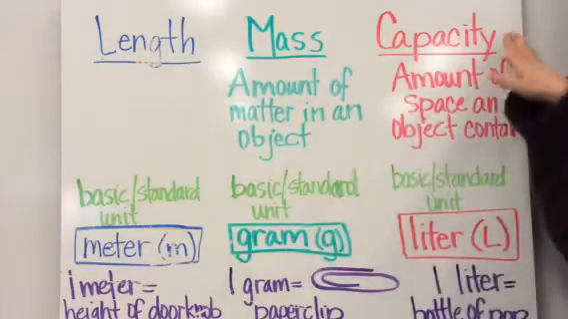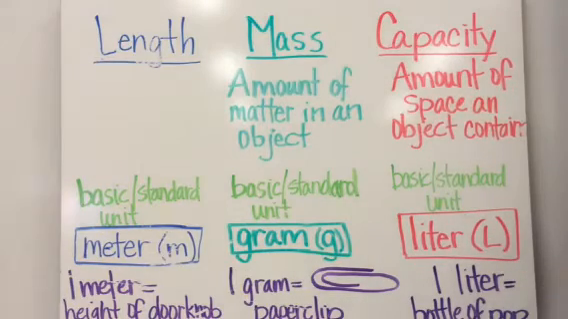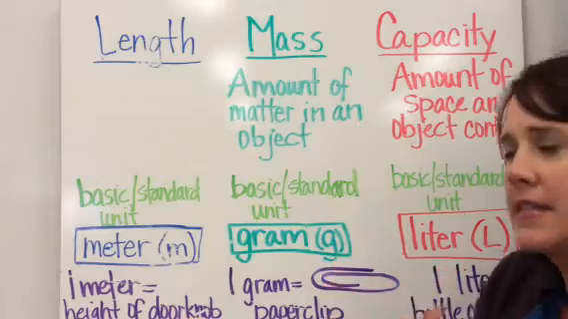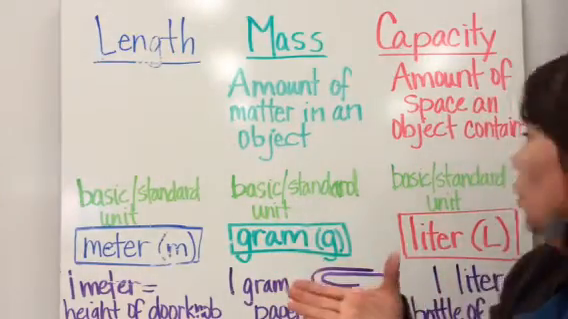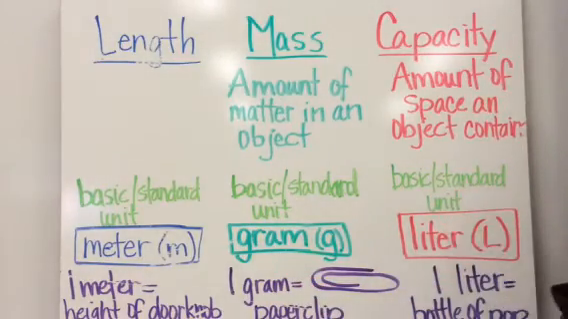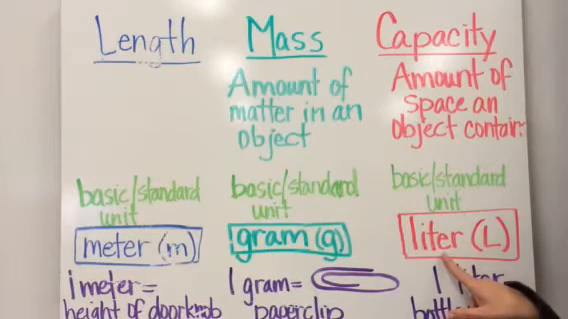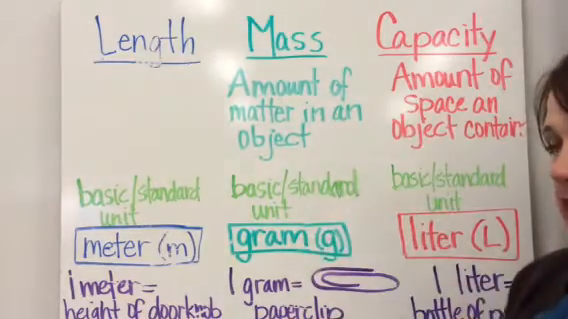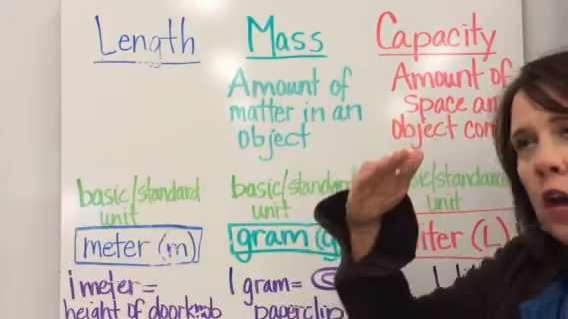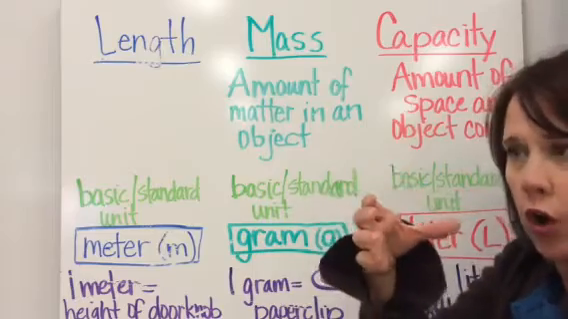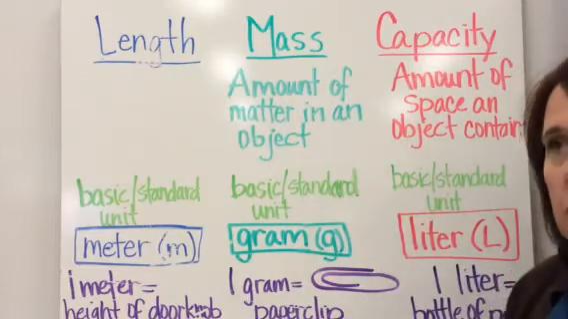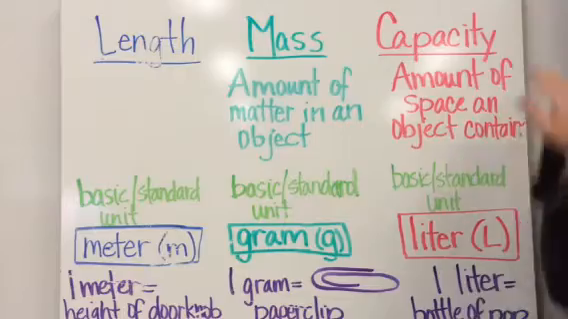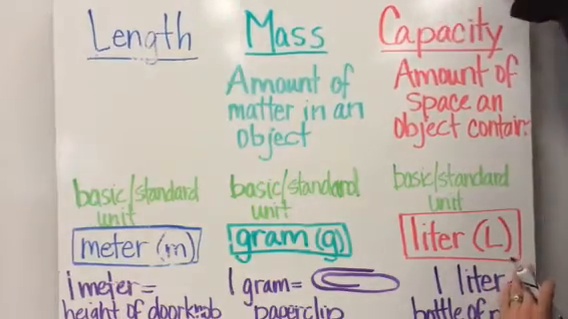And then we talk about capacity. Capacity is the amount of space an object contains. I think about capacity as how much liquid something holds. And the basic or standard unit for capacity is the liter. A bottle of pop, and I'm talking about a big bottle of pop, not a family size, but a nice bottle of pop, maybe 2 small bottles of water, is equal to what a liter is. So that's a good way to remember what a liter is in the basic unit.